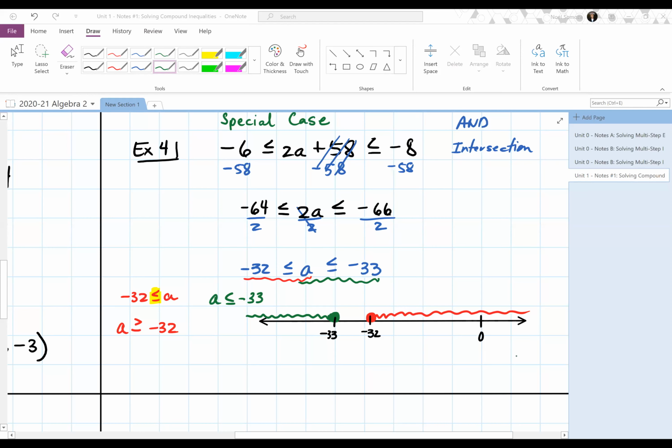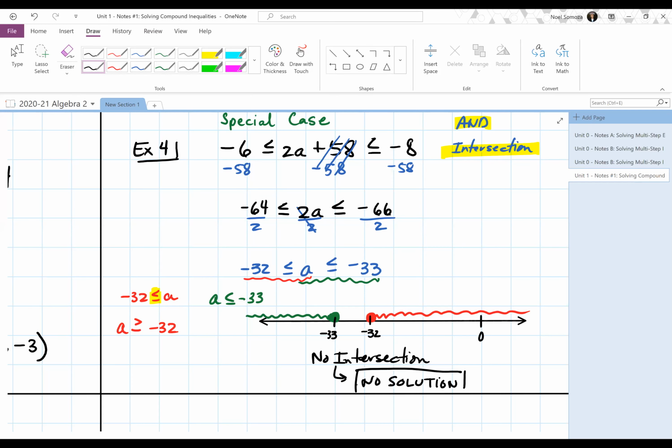All right. So no overlap, no intersection. Remember, that's the key thing. It's not just an and problem. It's that it's an intersection that we're looking for. That's key. You have to understand that. And because there was no intersection, we can say no solution. And there's no solution, so there's no interval. We won't have an interval because there's nowhere where both of those graphs overlap. So that is essentially our special case problem. I wanted you to see that that's also a possibility and that happens sometimes.